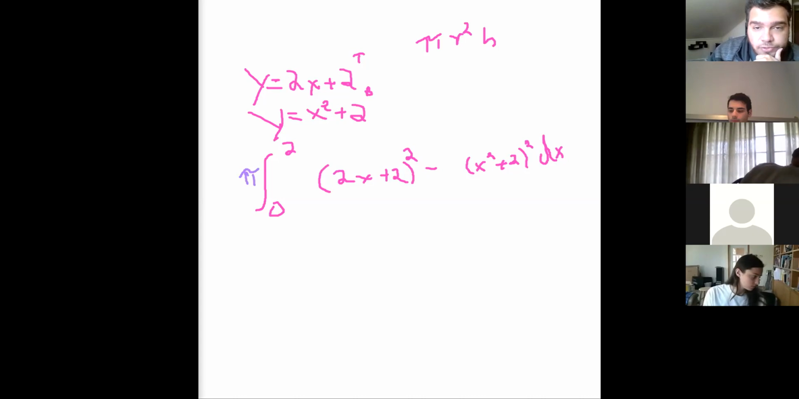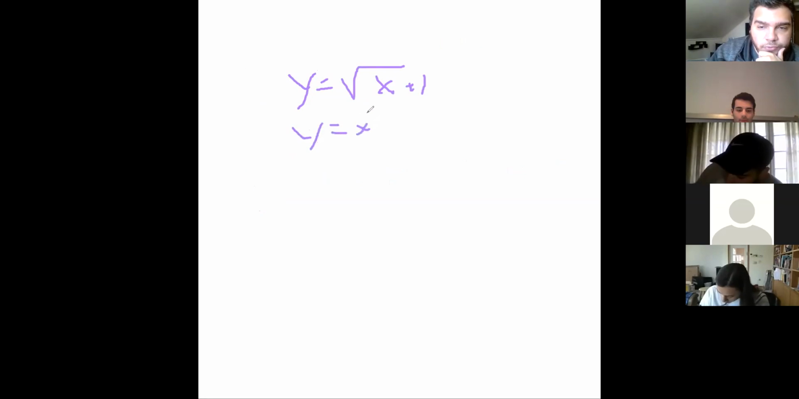So first, let's draw the equations. I'm going to clear all this. So for number 3, it's y equals root x plus 1, and y equals x squared plus 1. Okay, so first let's just identify which one's the top one. The x squared is the top one, and this one's the bottom one.